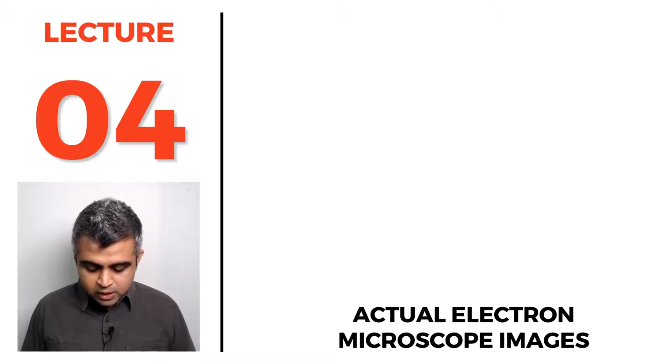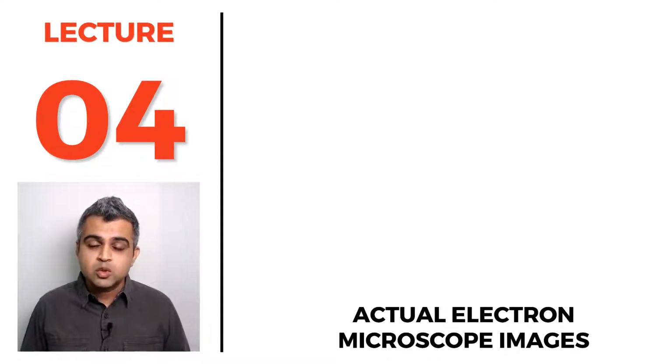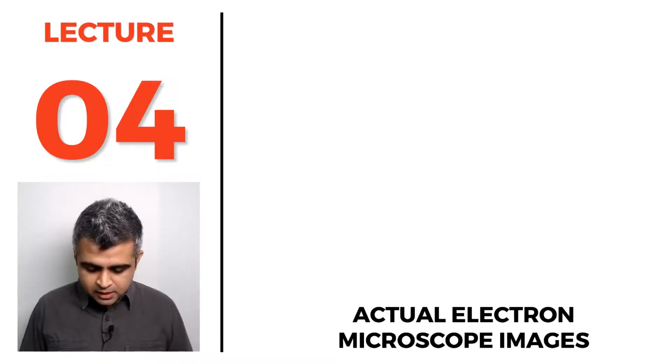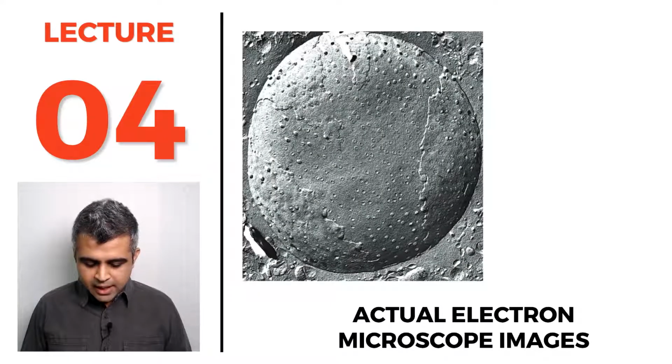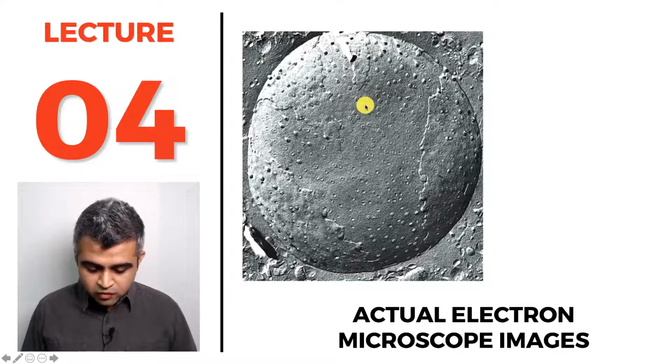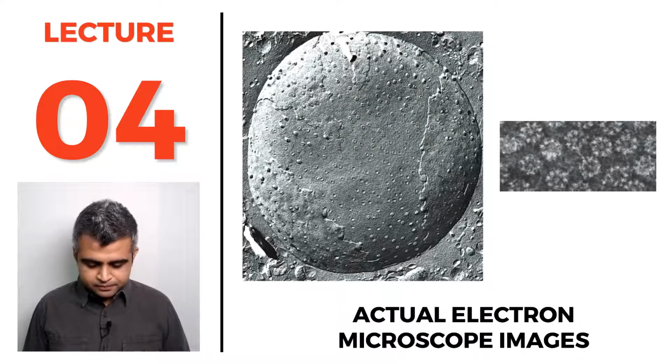Now, how do the actual electron microscope images look? This is the nucleus, and here you can clearly see on its surface these little things, which are nothing but the nuclear pores, which on further magnification appear like this.